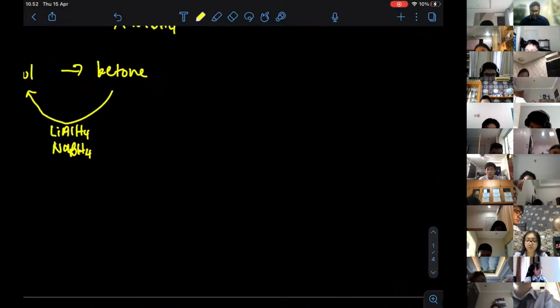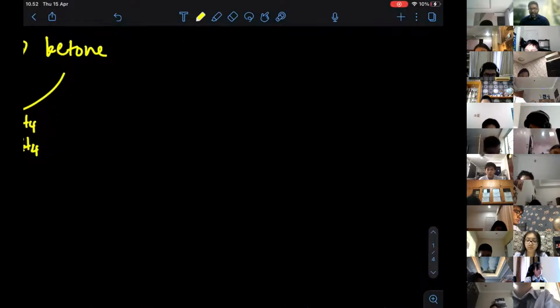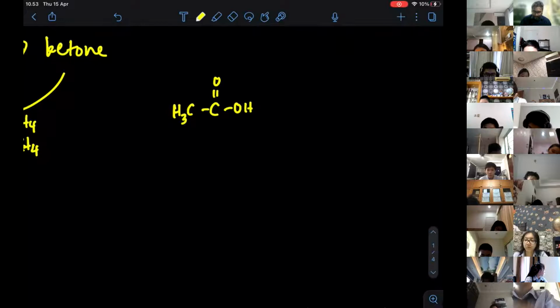So let's say now I want to reduce carboxylic acid. I'll write down carboxylic acid, and I want to reduce it to become what? I want to reduce it to become aldehyde. So if I want to reduce it and make it into aldehyde, what do I need to do?